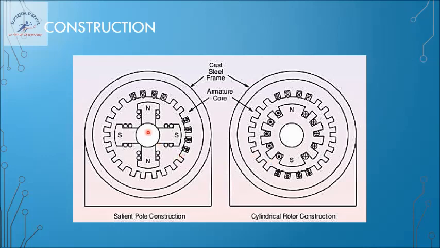Okay, so the rotor will be of two types. First one is a salient pole construction. Second one is a cylindrical rotor construction. So in the salient pole construction, the poles of the rotor will be protruding outside from the shaft radially outwards. So a physical pole like structure is present here, and it is protruding outside from the shaft radially outwards.